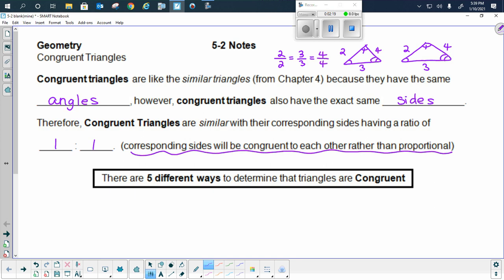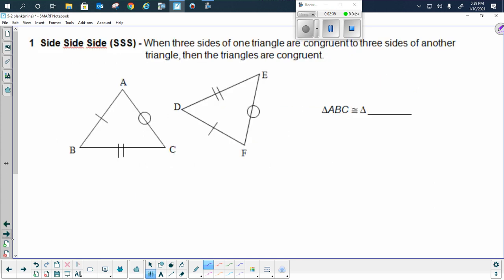There are 5 different ways, these are shortcuts, 5 different ways to determine that triangles are congruent. You remember, like, our shortcuts for similar triangles, right? We had side, side, side, side, angle, side, and the one we use the most, angle, angle. Okay, so the shortcuts for congruent triangles are as follows. 1, side, side, side. So when 3 sides of one triangle are congruent to 3 sides of another triangle, then the triangles are also congruent.